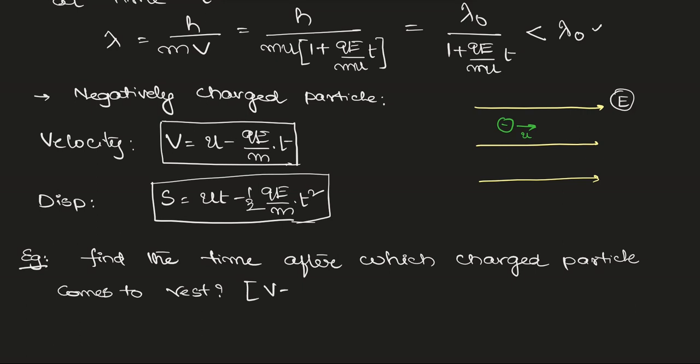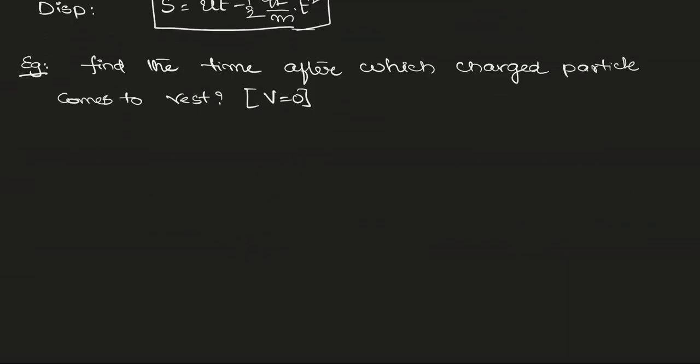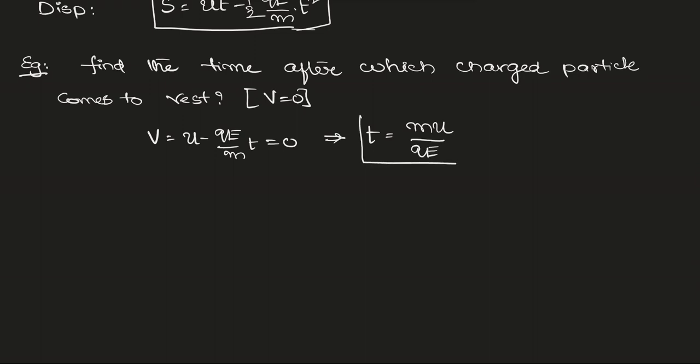That means its final velocity is becoming zero. So with the help of this equation, if I equate that equation to zero, as v is equal to u minus qE by m into t is equal to 0, that implies t will be equal to mu by qE.